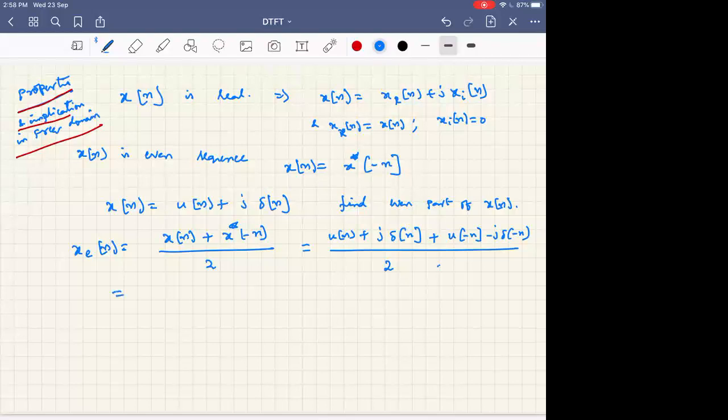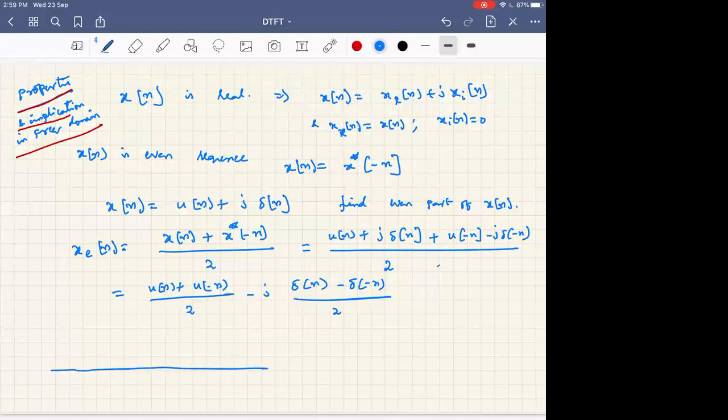Fine. This is equal to u of n plus u of minus n by 2 minus j times del of n minus del of minus n by 2. Okay. So now, let me sketch it. How will x even of n be? Real part alone if I sketch. X even of n is plus j times del of n minus del of minus n. All right, very good.